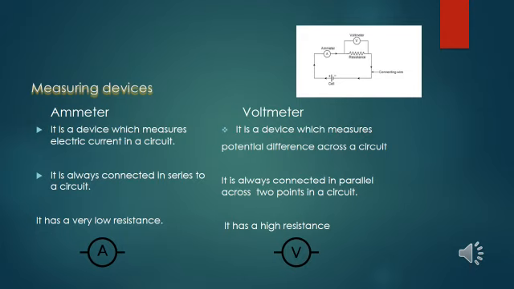Voltmeter is a device which measures the potential difference across a circuit. Also, it is always connected in parallel across 2 points in a circuit. It has a high resistance so that it draws negligible current from the circuit.